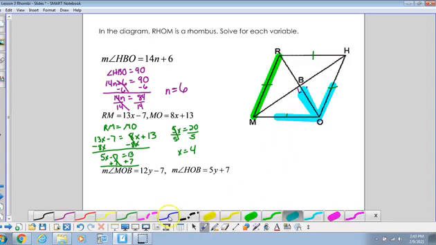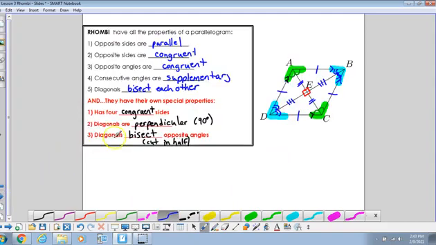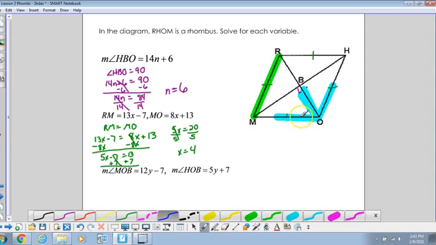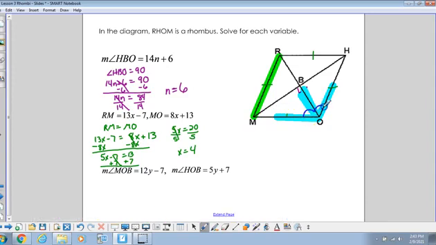And we learned our special properties of rhombus. The diagonals bisect the opposite angles. So those two parts are equal to each other. This part and this part are equal. Angle MOB is congruent to angle HOB. So that means 12y minus 7 is equal to 5y plus 7. Now you can type this in Desmos. Remember to use x as your variable if you're going to do that. Or you can use algebra, get your constants on one side and variables on the other.